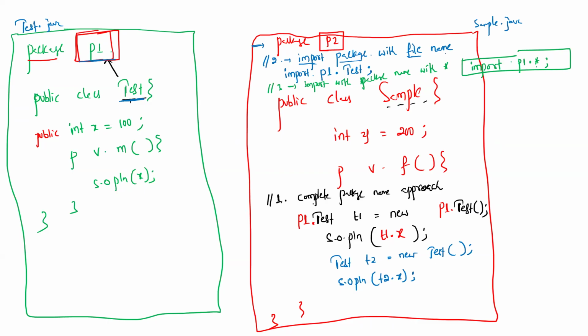Okay. So after this import statement, now here also we can create the object: test t3 equals new test of parenthesis, then system.out.println t3.x. That's all. So these are the three different approaches. They can access one package data from another package, provided they're in the same project. Yeah. So this is about the first part of package statements.